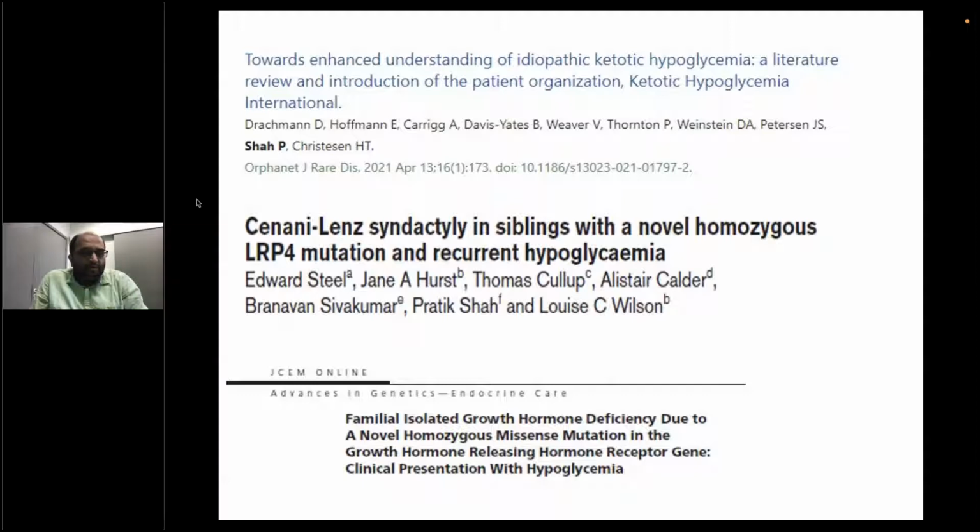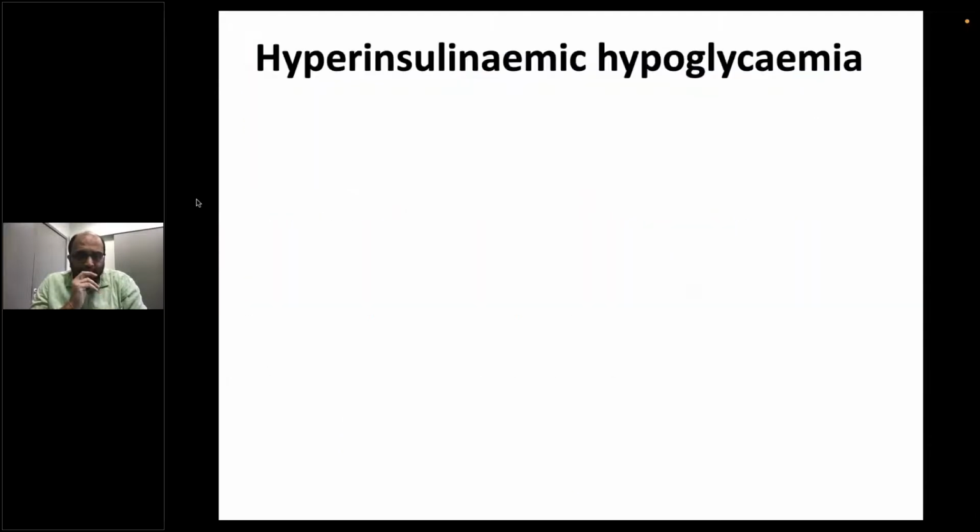As I was mentioning about idiopathic ketotic hypoglycemia, there have been a few newer genes reported that can cause ketotic hypoglycemia in children. Also, there are other syndromic conditions that can cause that, which is Kenny-Lenz syndrome, and even isolated growth hormone deficiency, as I was mentioning in the previous flowchart, that growth hormone deficiency can also cause hypoglycemia. Next slide, sorry.